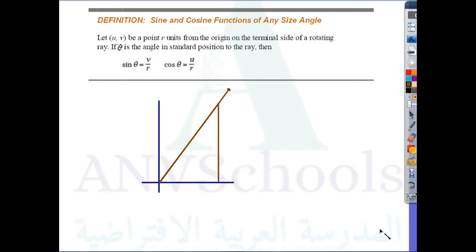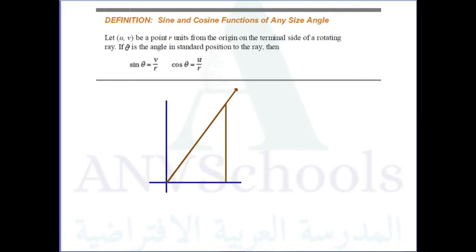So what is the definition of a sine and cosine function of any size angle? Let (u, v) be a point r units from the origin on the terminal side of a rotating ray. If theta is the angle in standard position to the ray, then sine theta is v over r and cosine theta is u over r. Now, to begin with, that definition is a little bit confusing if we are not familiar with the terms.